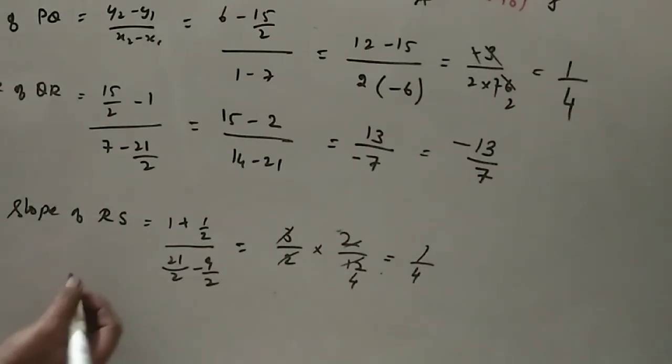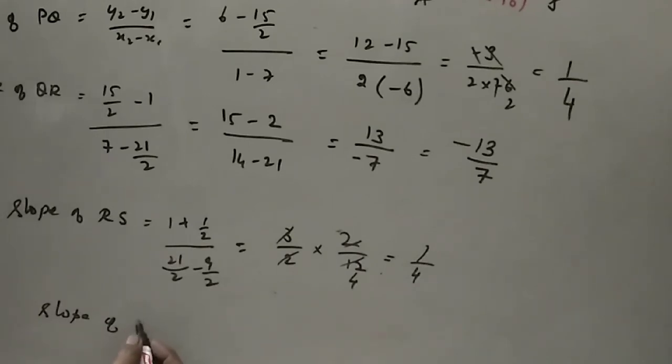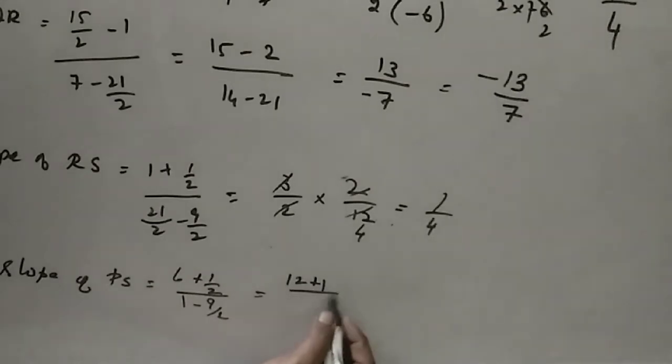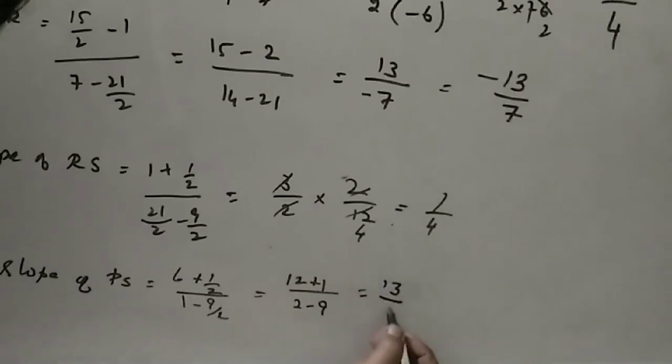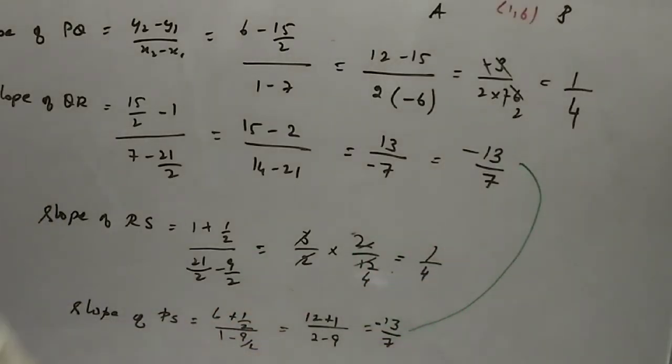Next, you will write the slope of PS. (6 + 1/2)/(1 - 9/2). So you will get (12 + 1)/(2 - 9), that is 13/7, and minus. Okay. Now see, these two slopes are the same and these two are the same.